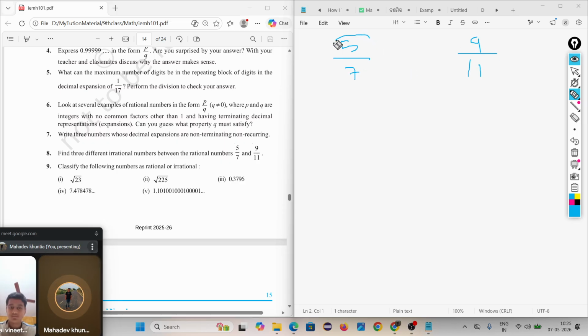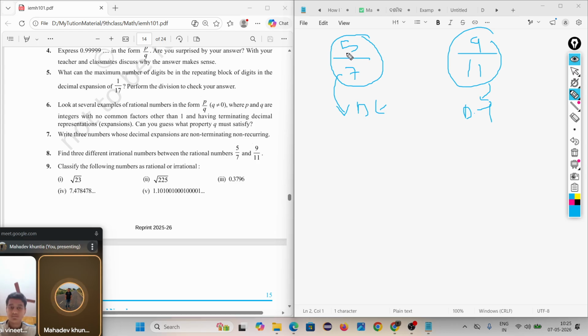Okay, first convert it and find its decimal expansion. Looking at this, tell me, in 5 upon 7, what will the decimal expansion be? Terminating or non-terminating recurring? Non-terminating recurring, because you can never write the denominator q as 2 raised to the power n, or 5 raised to the power n, or both. That's why. Okay, find its decimal expansion in between these two numbers, but it should be non-terminating.